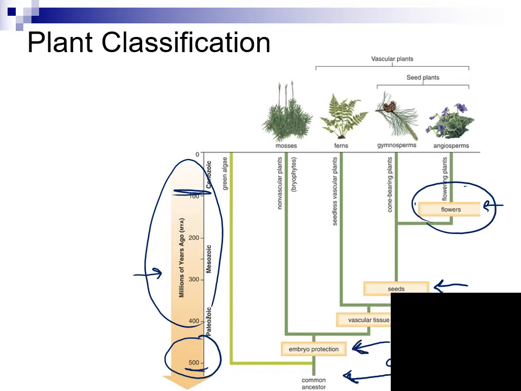So we add in that the embryo is protected, and then we add in that there's vascular tissue, and then we add in that they have seeds, and then we add in that they have flowers. And you notice these showed up later in the timeline compared to some of these other plants, and so we can kind of follow those adaptations through time.